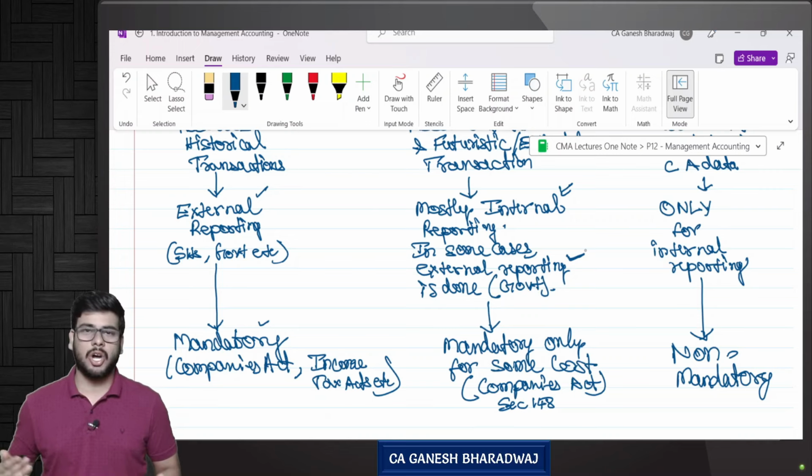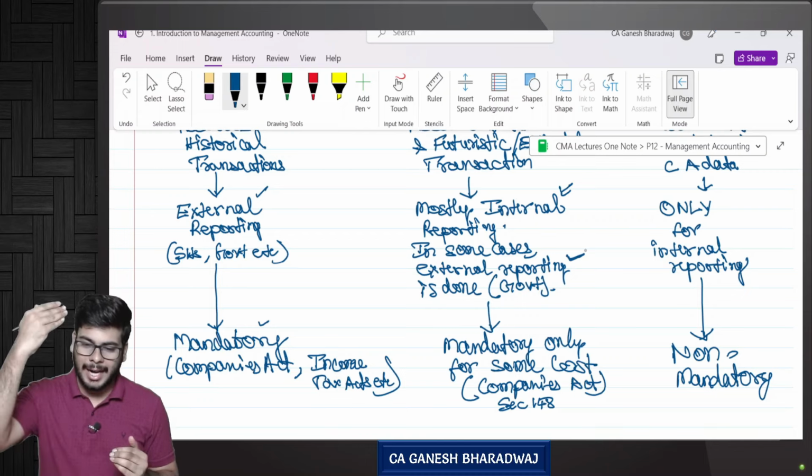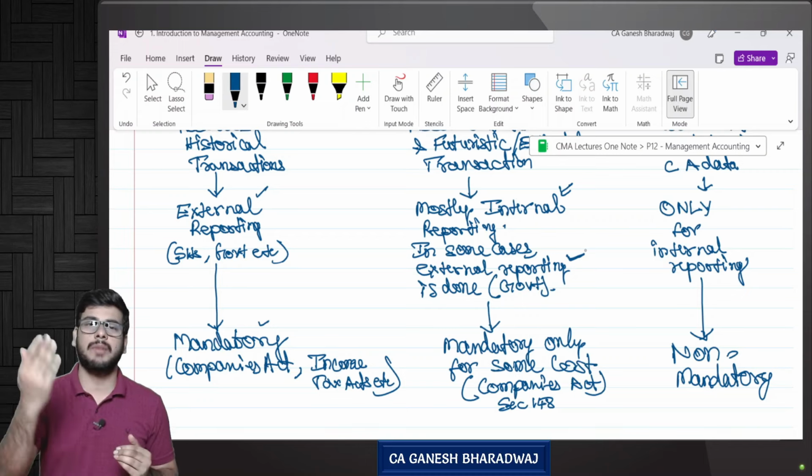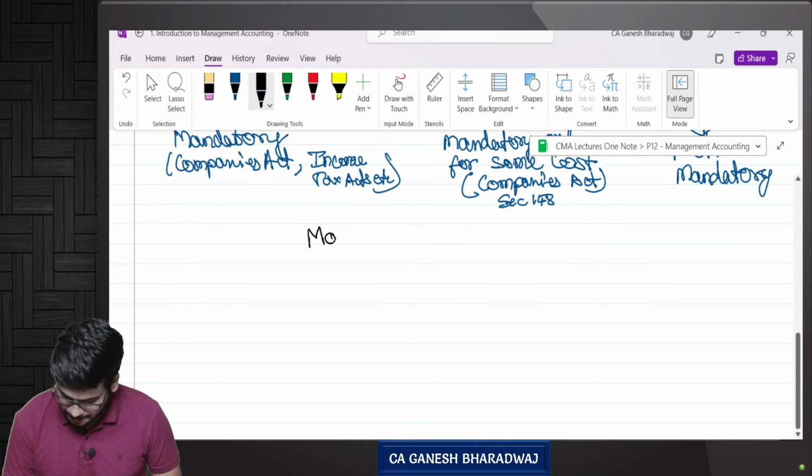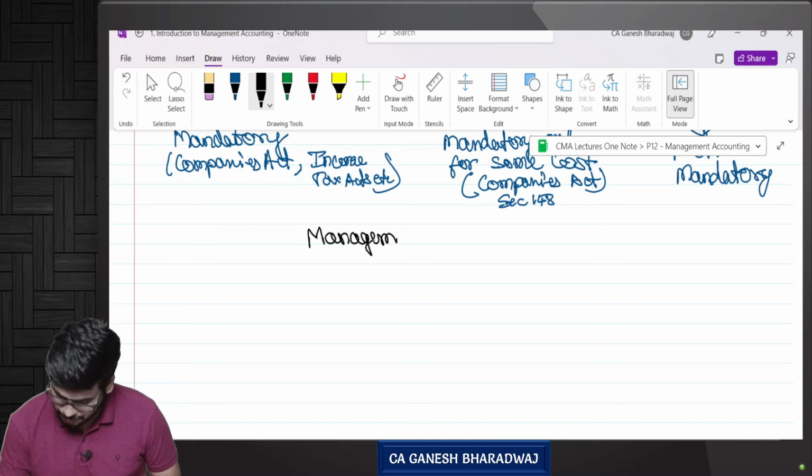When something is non-mandatory, why will someone go out of the way and actually prepare some accounting data for the purpose of achieving this management accounting system? This management accounting records, why will someone maintain if it is not a mandatory requirement? Fine, that's where we are going to get started with this particular area called management accounting.